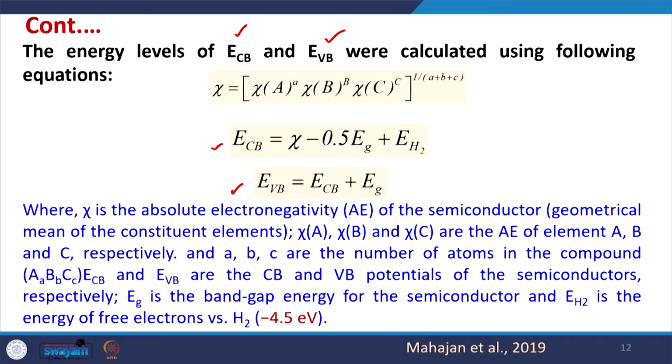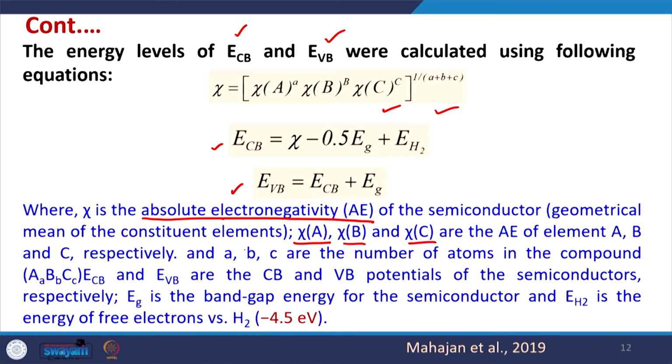For doing this, first we calculate the absolute electronegativity of the semiconductor. This is done using this equation, and here we require the values of A, B, C etcetera, the absolute electronegativity of the elements present in the semiconductor as well. So, using this we can calculate the absolute electronegativity of the semiconductor.